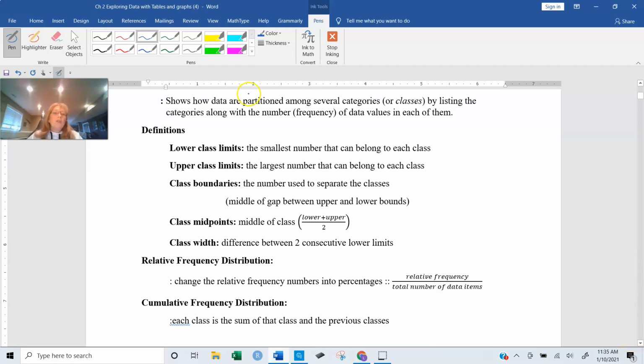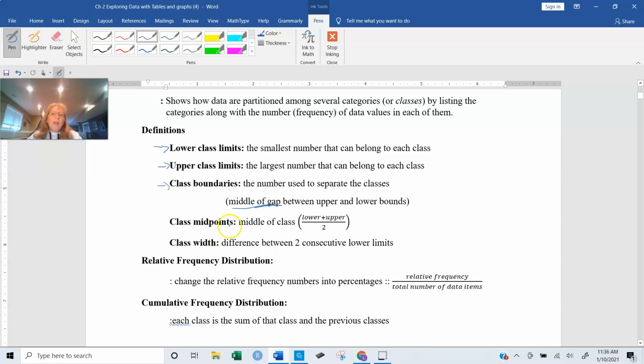So some of you may have different values than others, and that's okay. It all depends on how you want to do it. All right, some definitions we're going to talk about are the lower class limit. So that's where they start, like your partitions start here. The upper class limit is where they end. Class boundaries are what's used to separate these. So that's the middle of the gap between these two, especially if we're going by whole numbers.